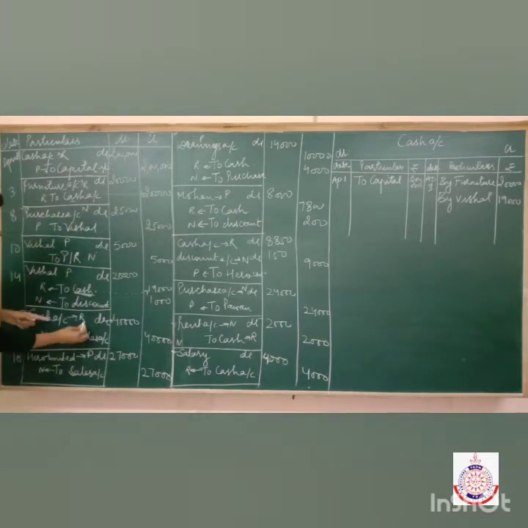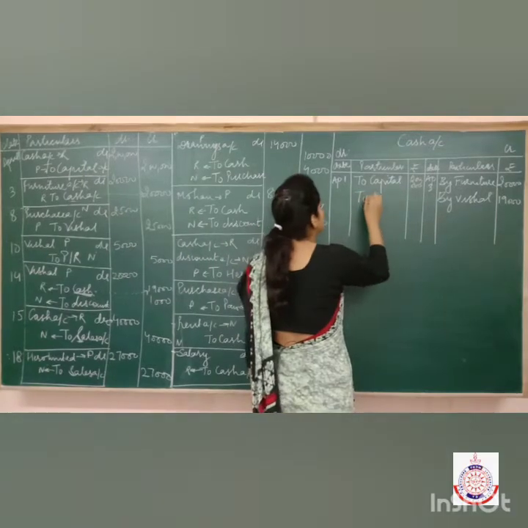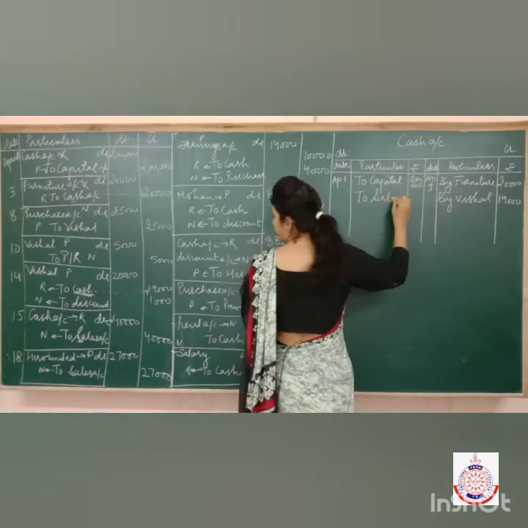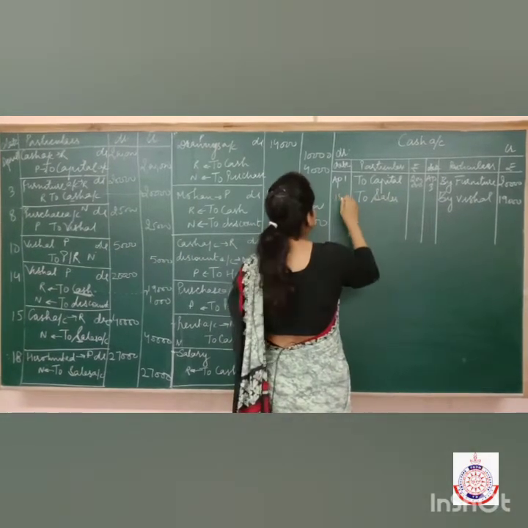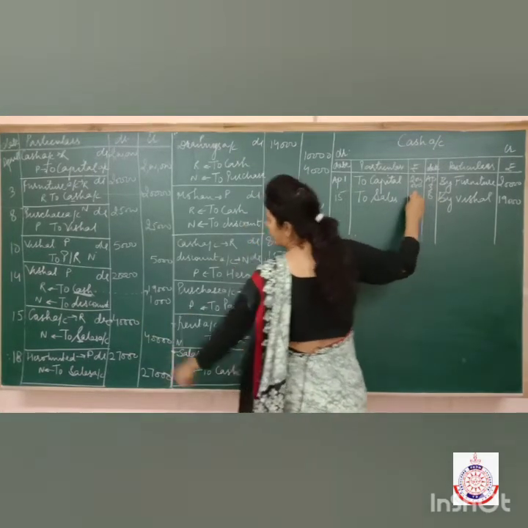But cash account is debited to which account? Sales account. So what will I write here? To sales. Keep writing the dates also. And the amount is 40,000.